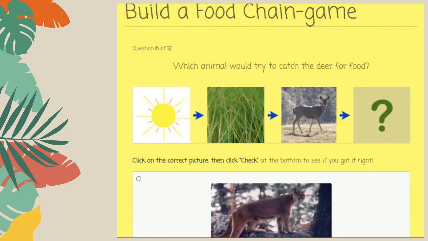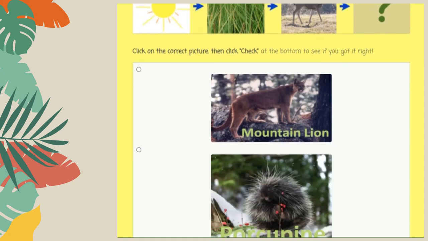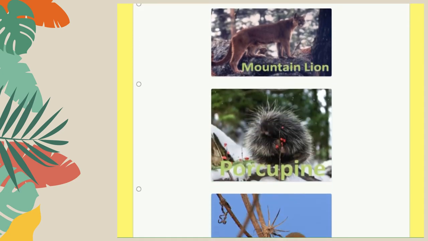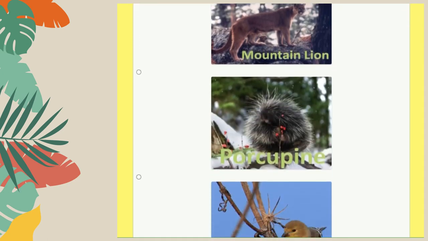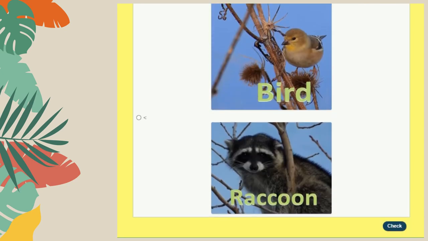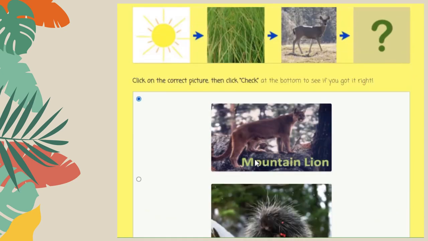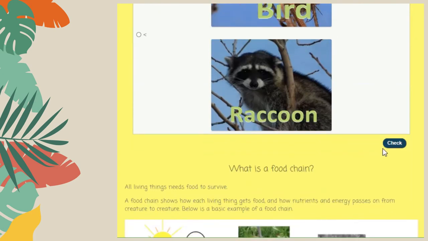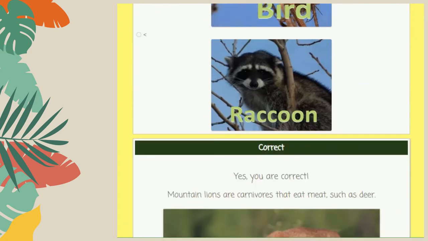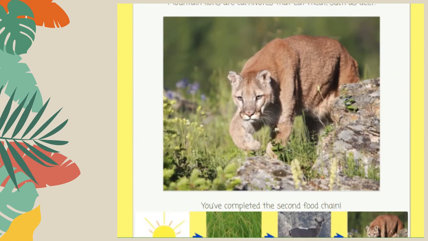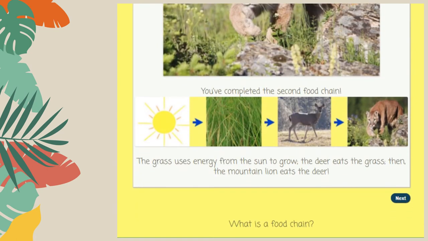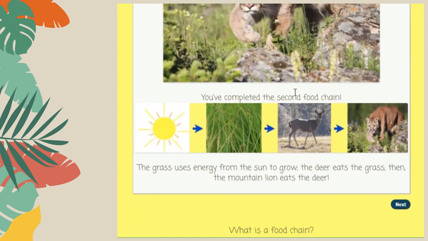Which animal would try to catch the deer for food? Is it the lion, the porcupine, the bird, or the raccoon? I will choose the lion, since lions are carnivorous animals that eat meat such as deer. Okay, here is the second food chain. It starts with the grass, a producer. The grass is eaten by the deer. The deer is eaten by the lion.